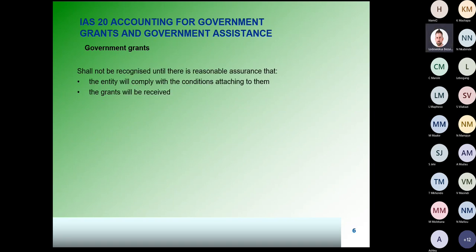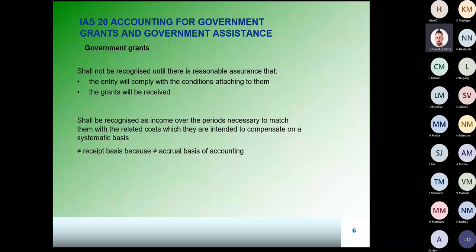We can't recognize the government grant if it is not sure or reasonable that the entity will comply with the conditions attached to the grant that we want to receive, or that the grant will be received. All right, so all of those conditions must be met before we can recognize the grant in the books of the company.